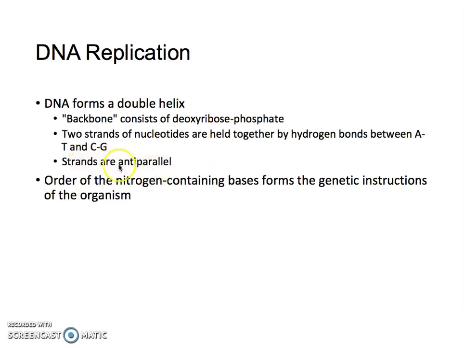The strands are anti-parallel, which means you have one side going from 5' to 3' and one side going from 3' to 5'. And that prime I'm going to show you are the sugars. Well, it's the carbons number that the replication enzymes recognize. So the order of nitrogen-containing bases forms the genetic instructions of the organism.